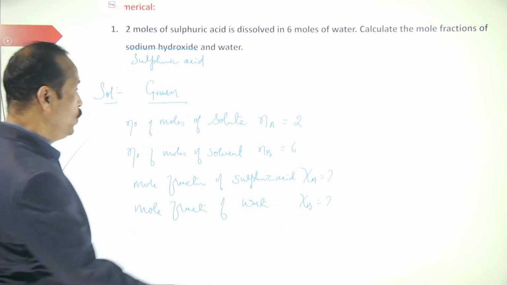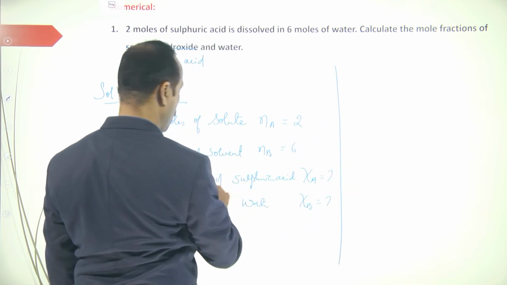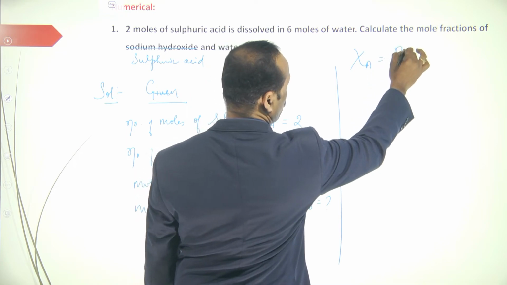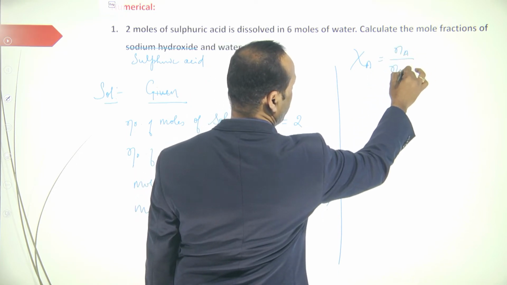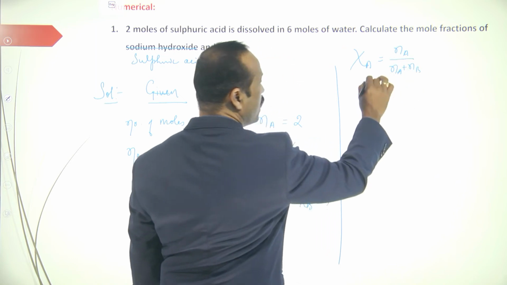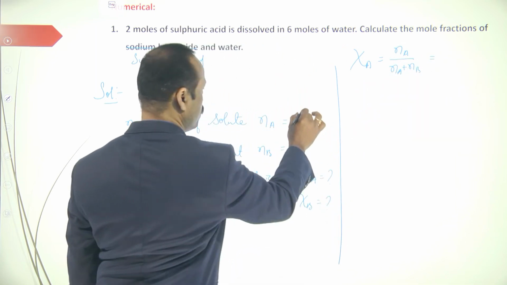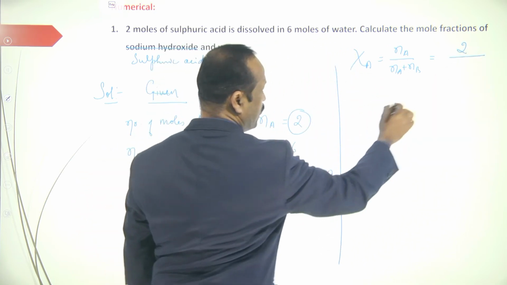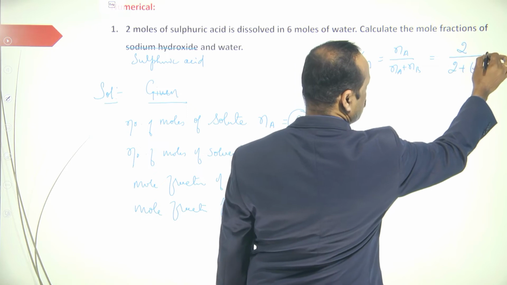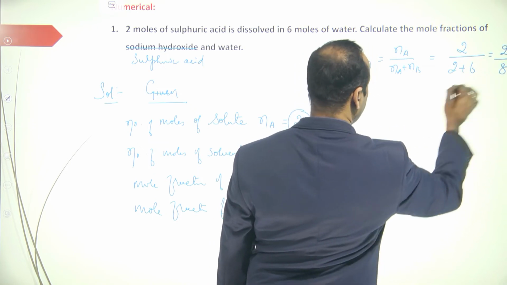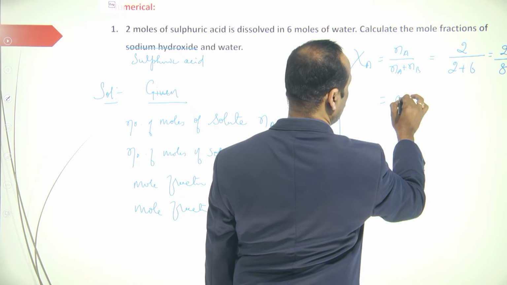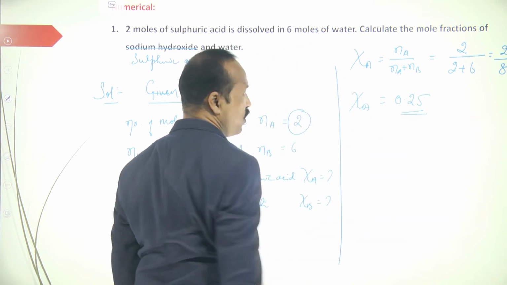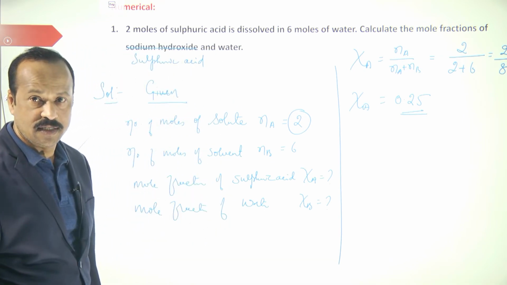So first we calculate the mole fraction of sulfuric acid. In the previous slide we already discussed that Xa is equal to Na by Na plus Nb, right? Now here Na is 2. So write 2 divided by Na plus Nb, that is 2 plus 6. So that is 2 by 8, which comes to 0.25. Mole fraction of solute is 0.25.